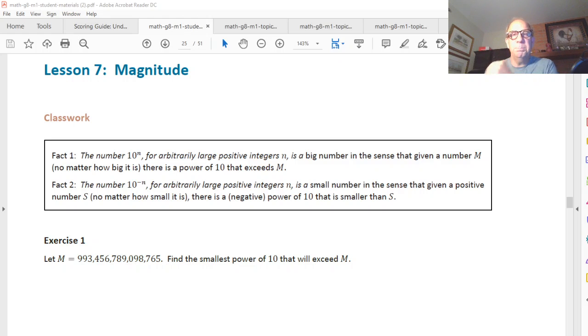All right, I'm back. Let's do lesson 7 from the workbook here. This is magnitude. So, first two things you need to know.